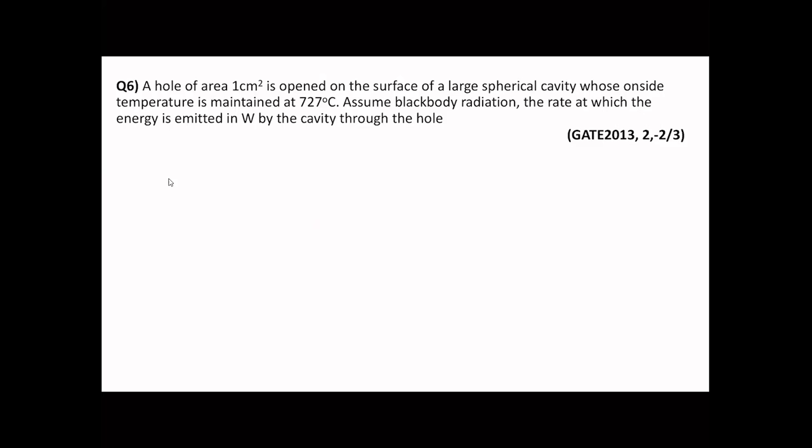Let's move to the next question that was asked in GATE 2013. Again, this was a 2-mark question, and the question reads as follows. A hole of area 1 centimeter square is opened on the surface of a large spherical cavity whose inside temperature is maintained at 727 degrees Celsius. Assuming blackbody radiation, the rate at which energy is emitted in watts by the entire cavity through the hole is.